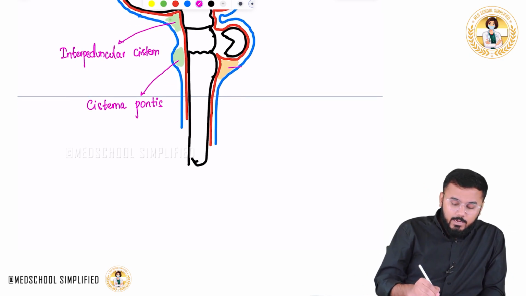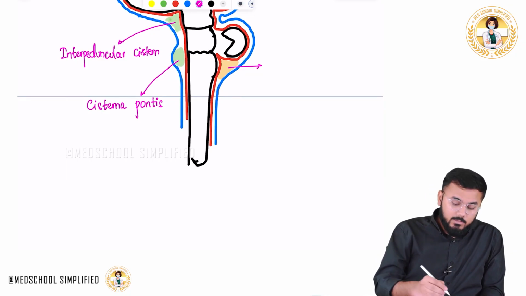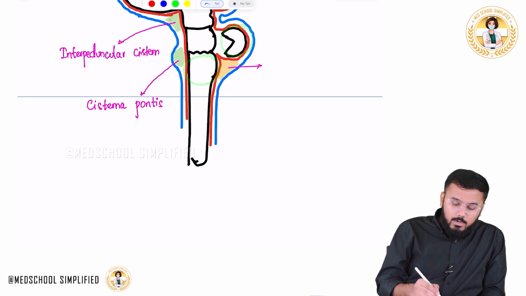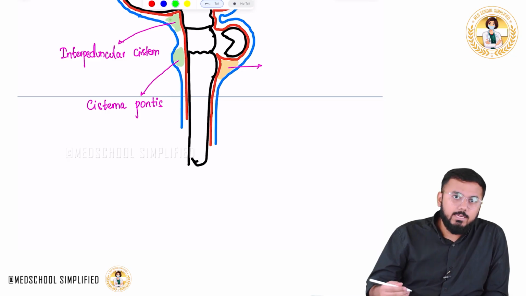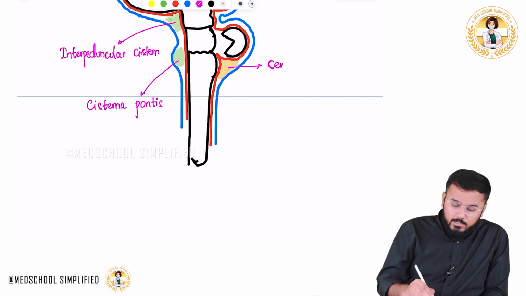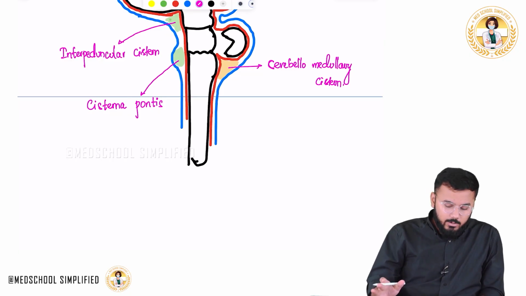The third important thing is a cistern that is located in between. See, where is it located? This is your cerebellum and this is your medulla oblongata. So this cistern is present between the cerebellum and medulla oblongata. Can I call it a cerebellomedullary cistern? Yes. So this cistern is called the cerebellomedullary cistern.